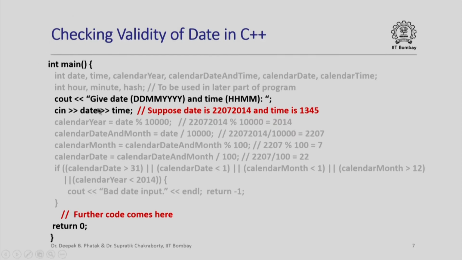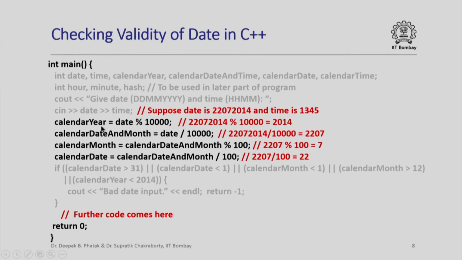Next we output this message: give date in the date, month, year format and time in hour, minute format, and then we read in the date and time, and here I have inserted a comment to show how a date and time that is read in is going to be processed later on. So this comment, as you will recall, is not processed by the C compiler, but it may be very useful to tell the reader of this program how the logic of this program works. So let us say that the date that we have read in is 27 July 2014, and let us say the time is 1:45 p.m. So the next thing that we are going to do is we are going to extract the calendar year from the date that we have read in.